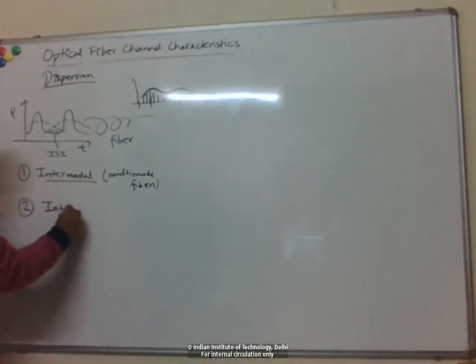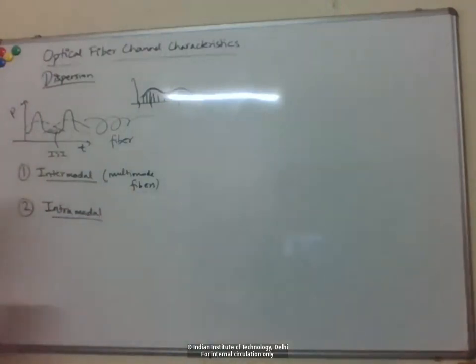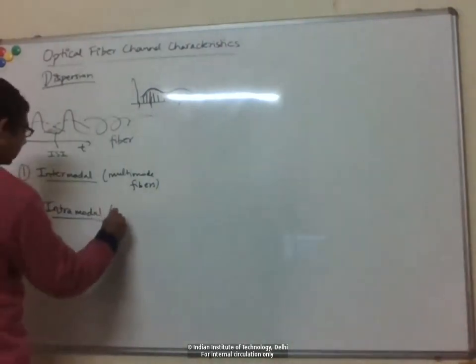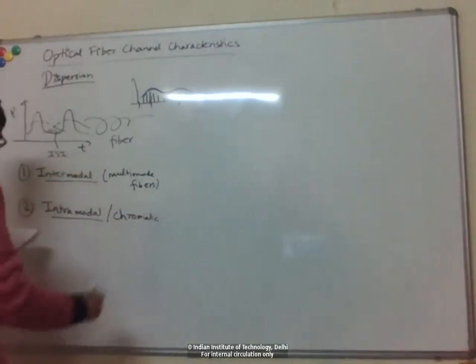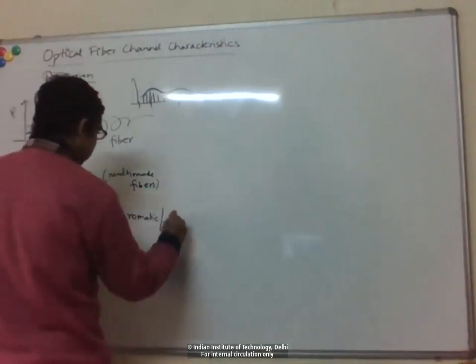And once you go to single mode fibers, then you have intramodal dispersion. So there's only one mode, but you could still have dispersion within that mode, right? And that is also known as chromatic dispersion or group velocity dispersion.